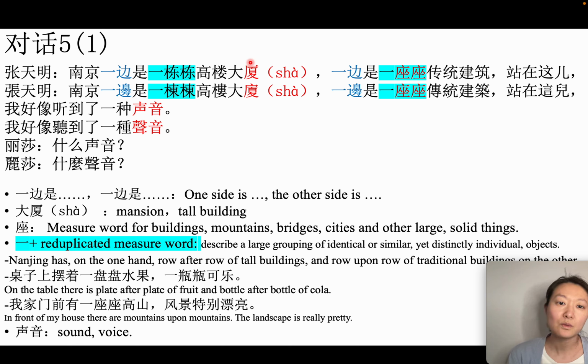厦 has two pronunciations. Most cases, in this context when it means building, the pronunciation is 厦，大厦。Another pronunciation is 厦 Xia, fourth tone, when it is in the word 厦门, which is a city name in Fujian province. But here when it means a tall building it is 大厦, and 栋 is a measure word: 一栋高楼，一栋大厦。Okay, next, 一边是一座座传统建筑，传统建筑我们学过了.